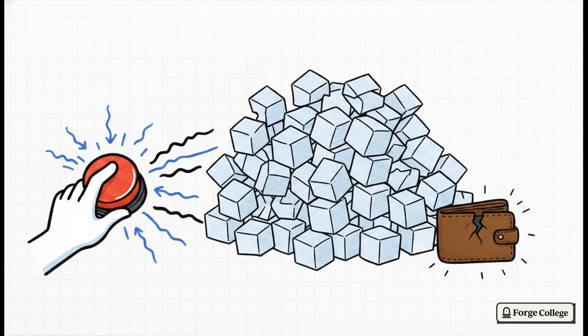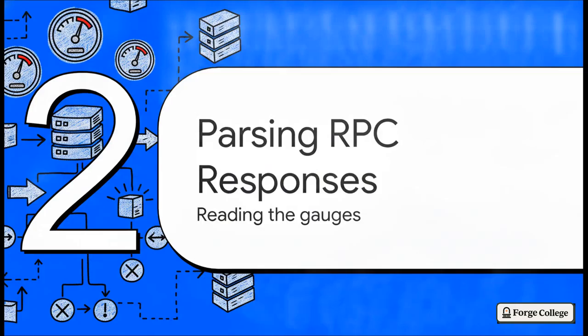Best case scenario, you waste a ton of bandwidth. Worst case, you literally charge a user twice for the exact same action because multiple identical transactions went through. Yikes. We definitely need a smarter way to handle this. That brings us to section 2, parsing RPC responses.